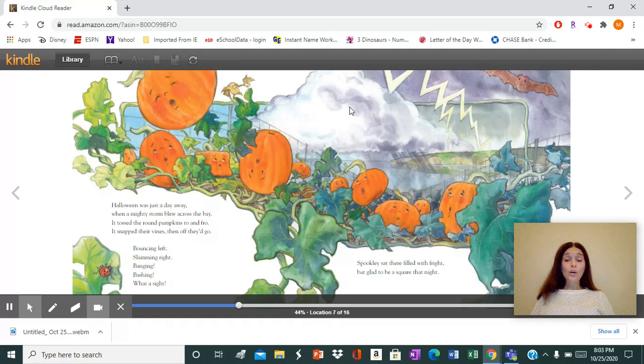So the storm is bringing lots of wind, and all the round pumpkins are rolling in the wind. But remember, Spookley is square and he can't roll. He's stuck in that spot. I think he's happy right now. Let's see.